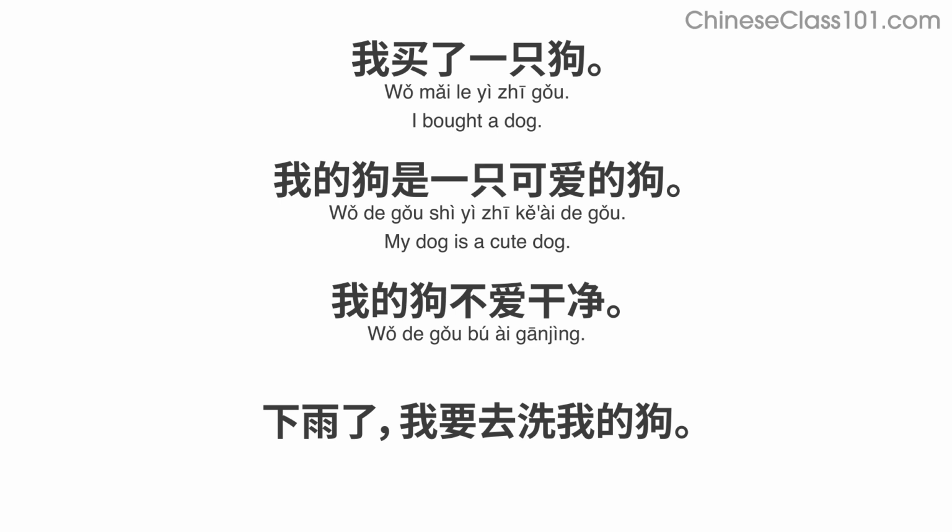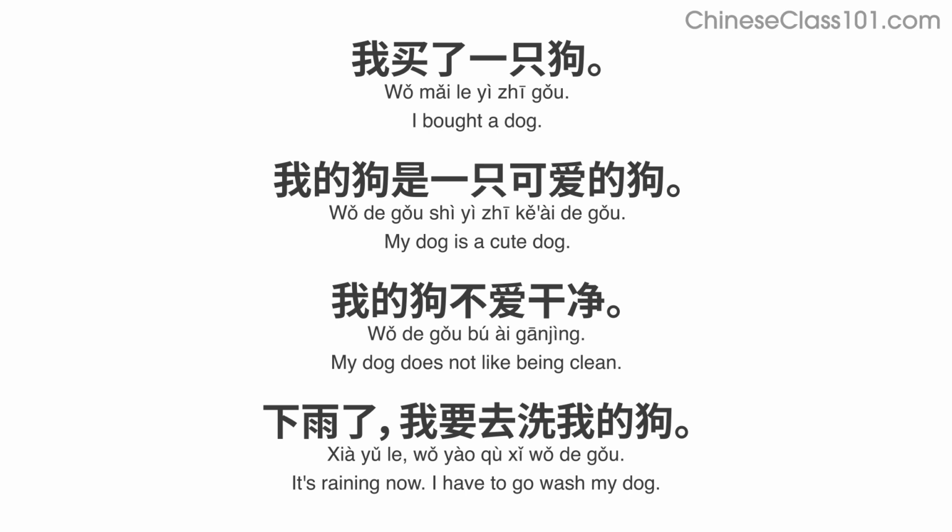我的狗不爱干净. My dog does not like being clean. Note the 不 here is in second rising tone because it's followed by 爱, to love or like, in fourth falling tone. 下雨了，我要去洗我的狗. It's raining now. I have to go wash my dog. 要去 means have to go or am going to. 要去.